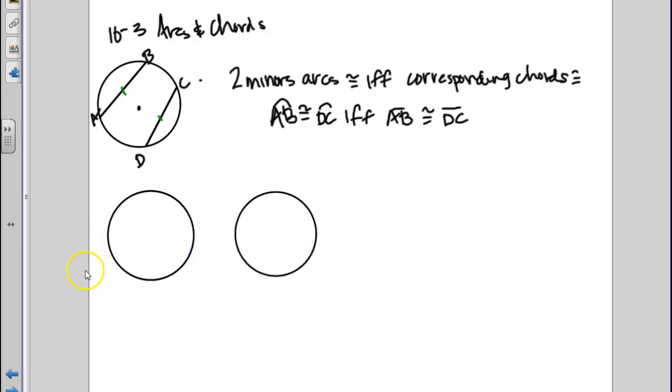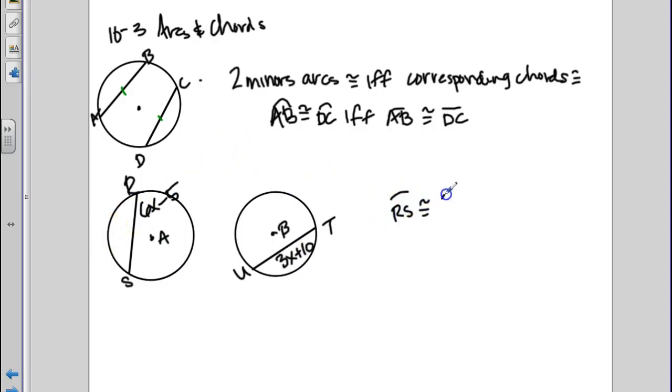All right, so here are two circles. They are congruent to each other. And so I have circle A and circle B. And chord RS is 6x minus 5, and chord UT is 3x plus 10. And arc RS is congruent to arc UT, so they're the same length.